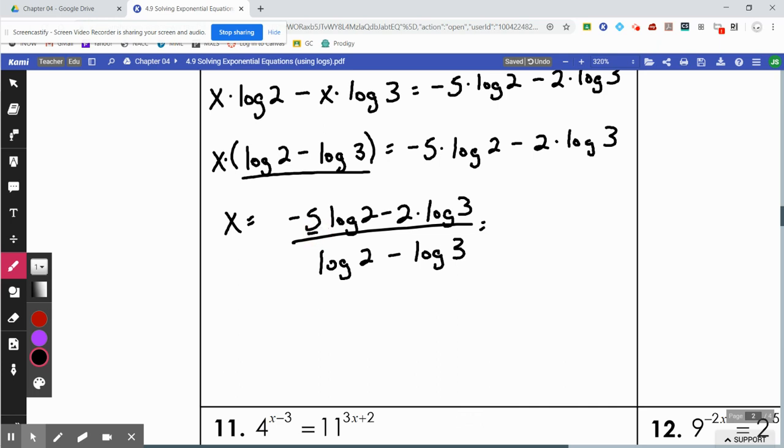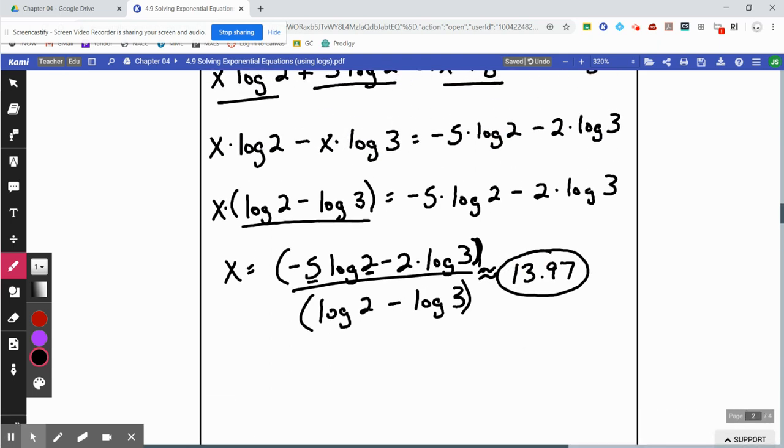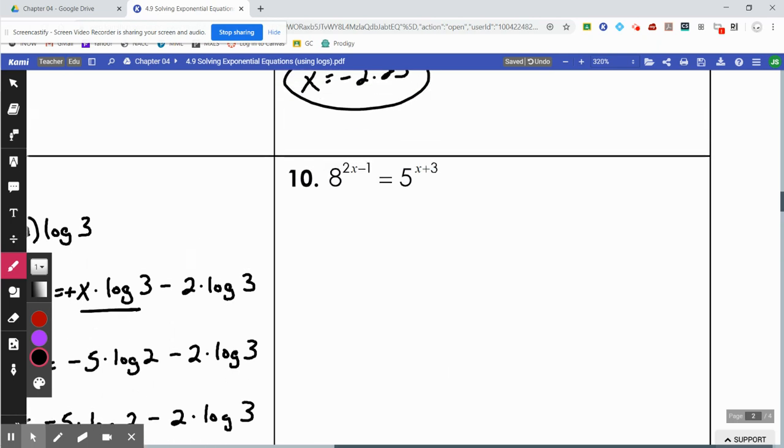These values here could be moved up into exponents. So you could write this as the log of 2 to the negative 5 power minus the log of 3 squared. You could do that. Or what I'm going to do now is probably just type this whole thing into my calculator. As you do that, make sure you put the top in parentheses, and you put the bottom in parentheses just to be safe about your division. But you should get an approximate answer of 13.97.